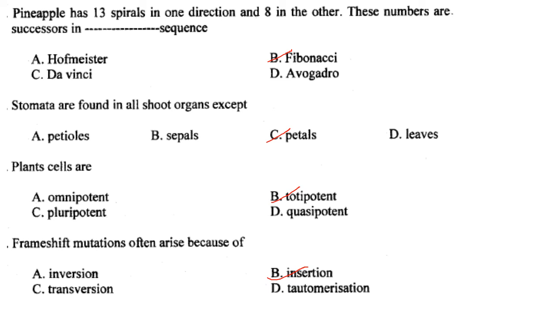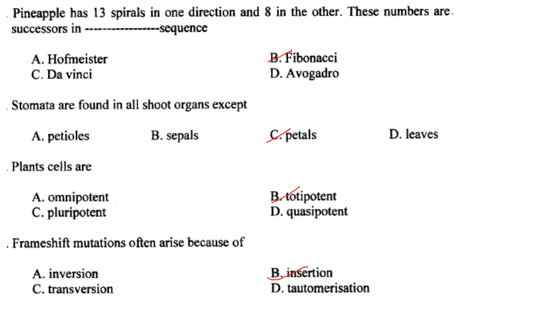The next one. Pineapple has 13 spirals in one direction and 8 in the other. These numbers are successors in dash sequence. So they are successors in the Fibonacci sequence. Answer is option B. Stomata are found in all shoot organs except. So stomata are found in all shoot organs except petals. So the answer is option C, that is petals. Then plant cells are omnipotent, totipotent, quasipotent, pluripotent. So they are totipotent. They give rise to a whole organism from one single cell.